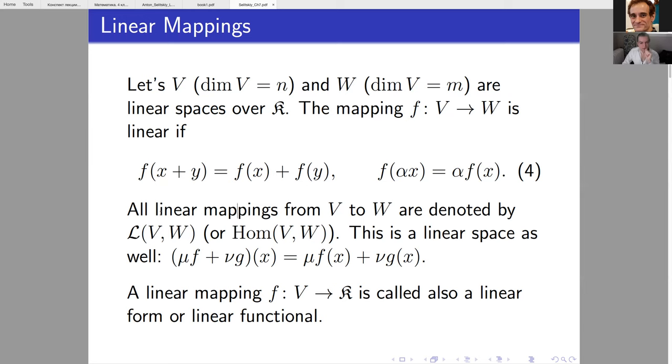The set of the class of all linear mappings from the space V to the space W is denoted by L calligraphic, or Hom, linear or homomorphism from V to W. And this class of linear mappings, in its turn, is also a linear space because of this equality.